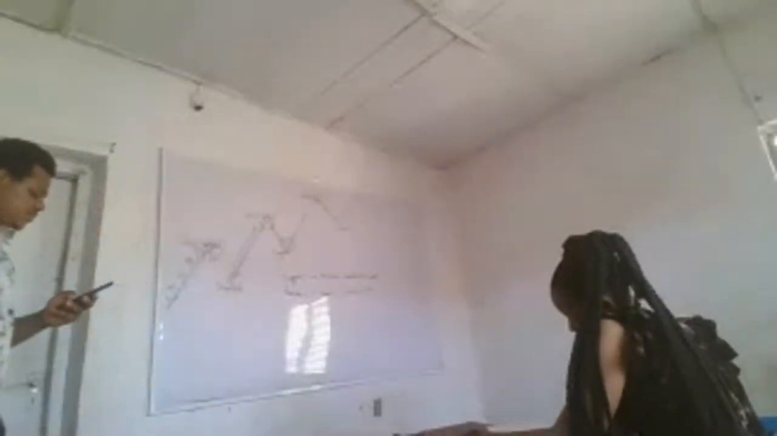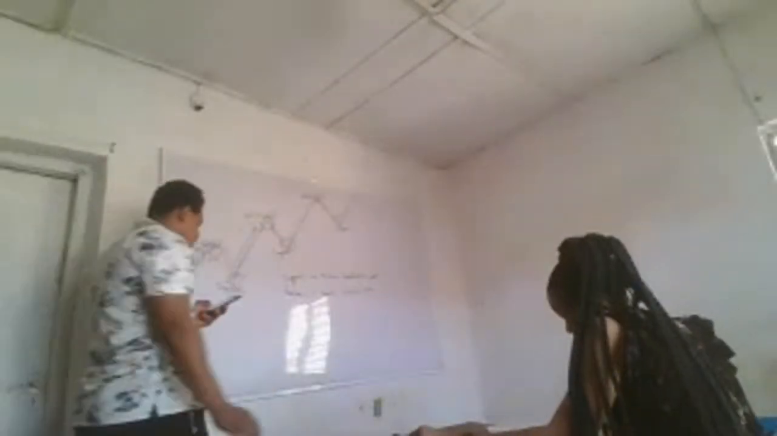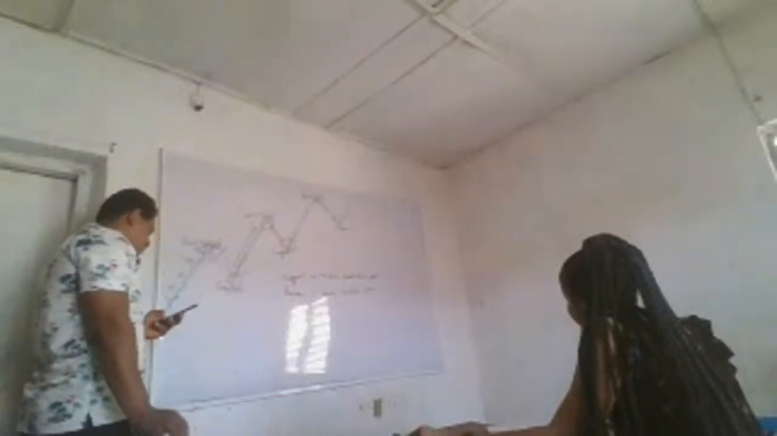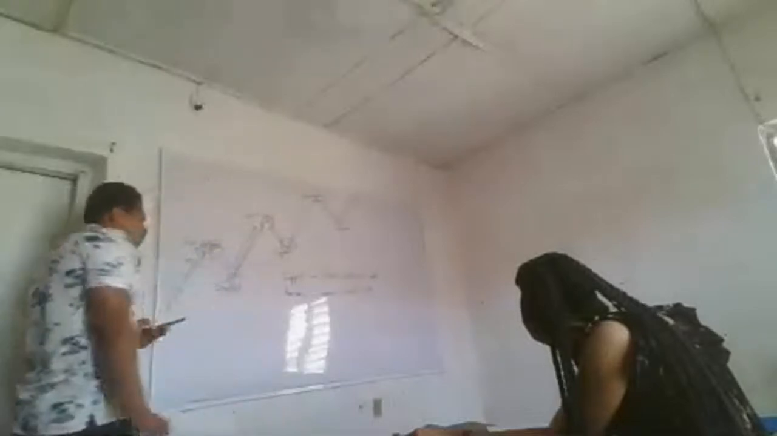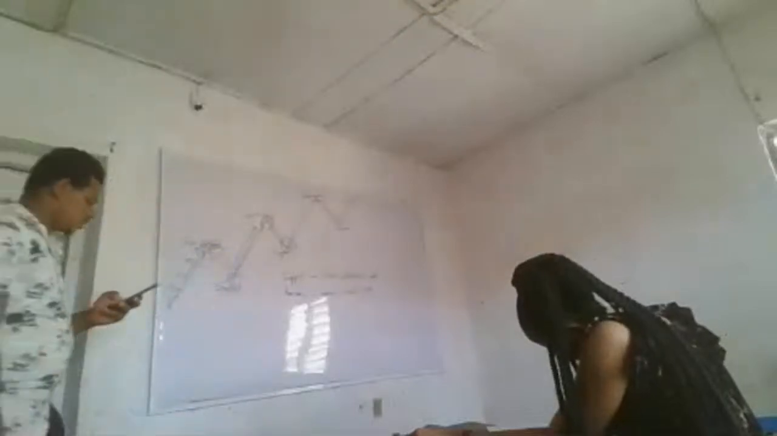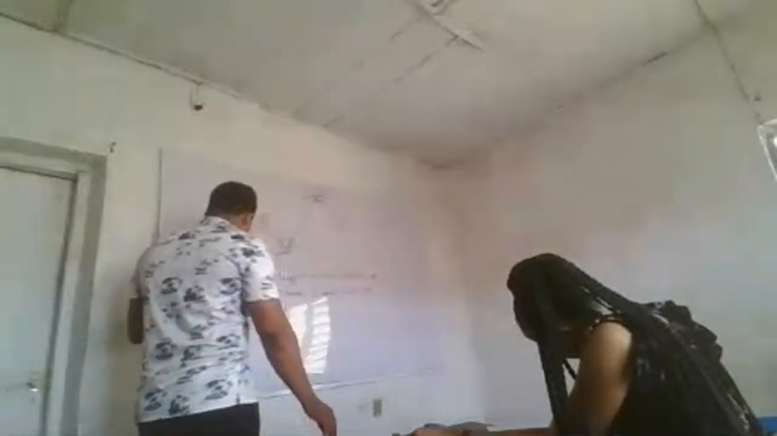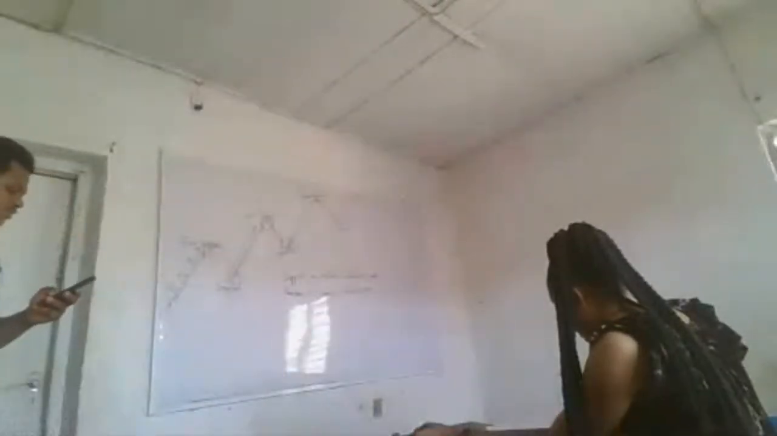Resistance and supports are continually formed as the price moves up and down over time. The reverse is true during a downtrend.